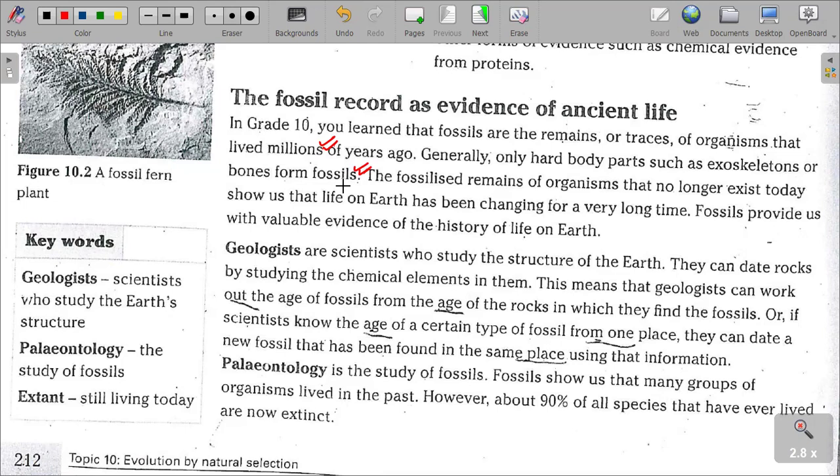So what we are saying is, focusing on the remains of organisms that no longer exist today, we are able to understand that life on Earth has been changing and is continuously changing over long periods of time, because fossils provide us with valuable evidence of the history of the Earth over the past years.